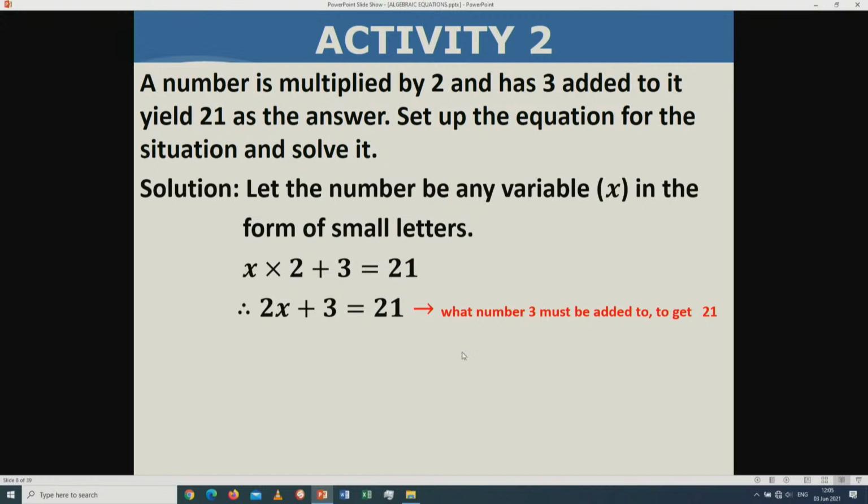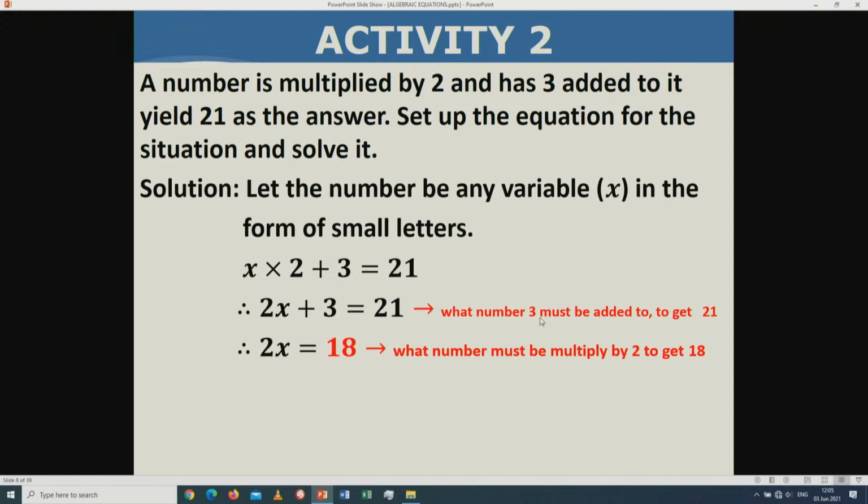So like I've indicated, we have to look at the number that when we add 3 to it, we will get 21. Surely that number must be 18. So that simply means the value of 2x is 18. Remember again, I've indicated that by asking ourselves this question, we are actually solving the equation by inspection.